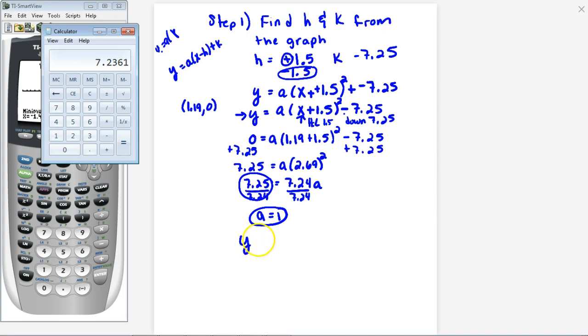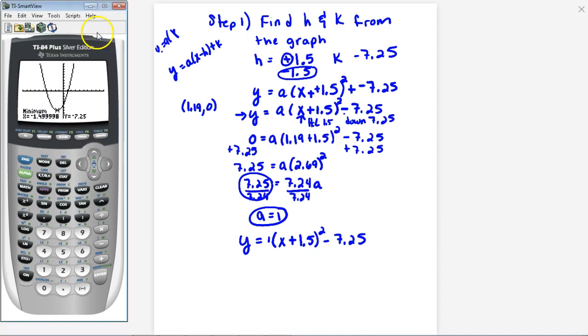y equals 1, but since 1 times anything is itself, I'm going to just leave that out. So we're just going to have parentheses, but remember there's a little invisible 1 here. We figured out a was 1, but it doesn't matter, so we leave it out. x plus 1.5 squared minus 7.25. Okay, so we took a graph on the calculator and we successfully turned it into a vertex form.